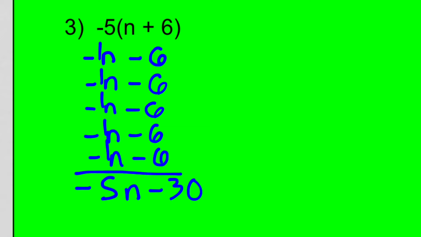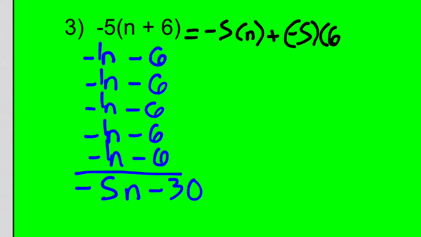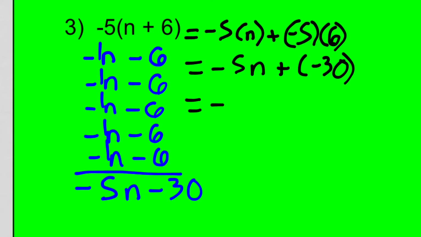Now the shortcut of this is to multiply negative 5 times n and negative 5 times positive 6. So it's to do this. Negative 5 times n plus negative 5 times positive 6. And when you do that, you get negative 5n plus negative 30. Or a better way of saying that is just negative 5n minus 30.